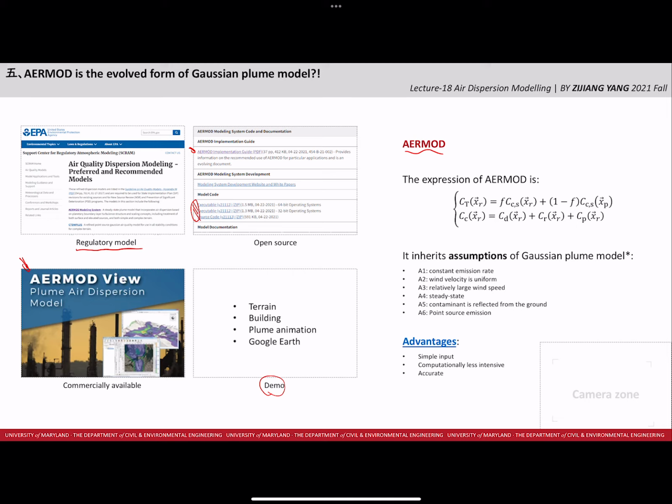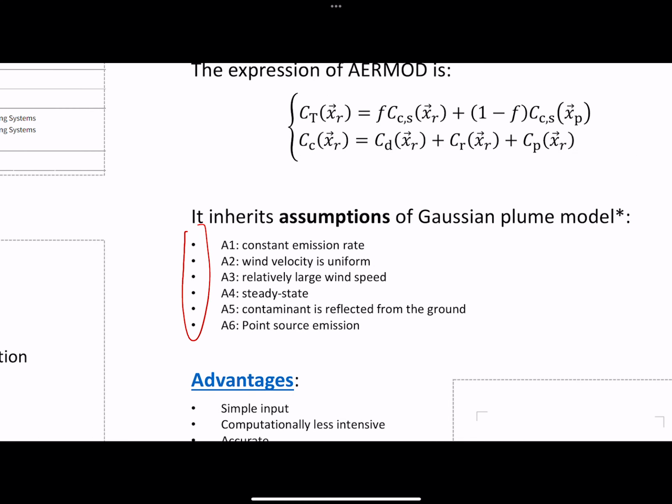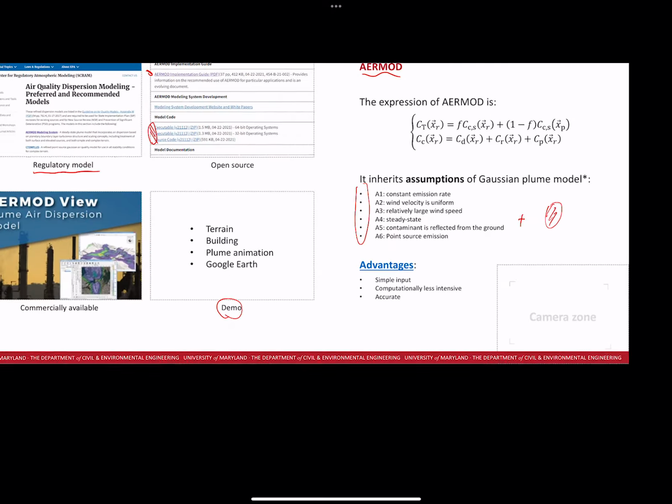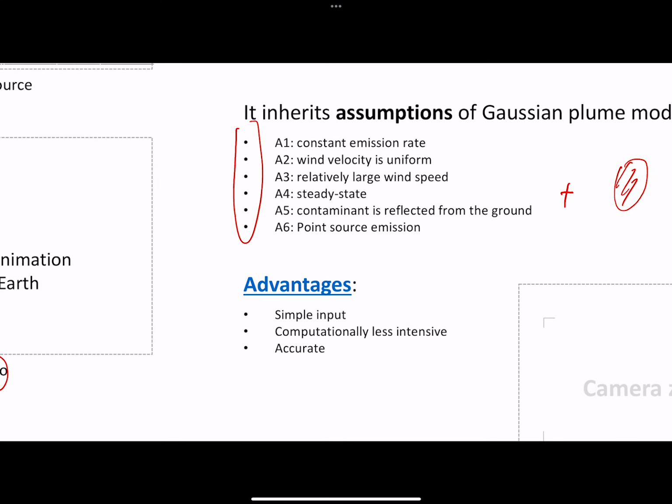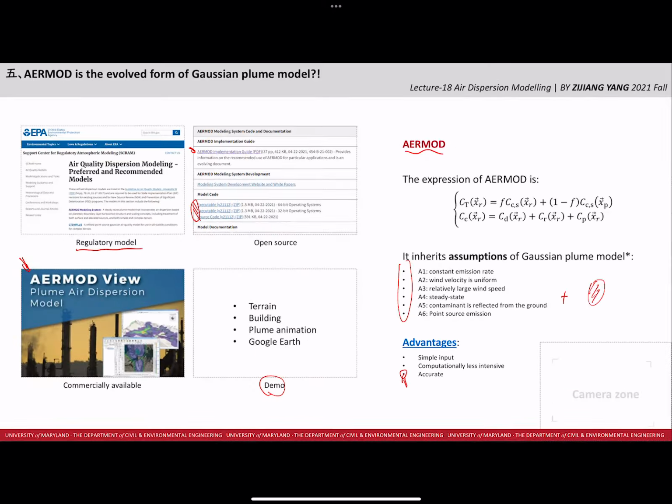And again, it inherits the assumptions of the Gaussian Plume model. Because it uses Gaussian plumes, at least it has the assumptions of the Gaussian Plume model. But it also has some additional assumptions when it considers the effects of buildings and terrain. Again, it has the same advantage of the Gaussian Plume model, but it may be a little bit more accurate than the Gaussian Plume model.